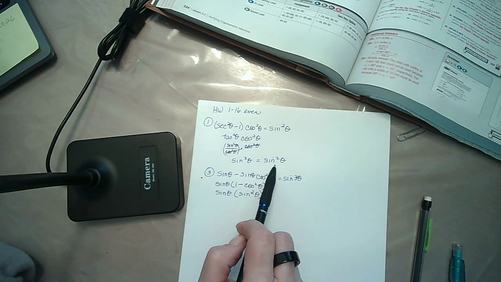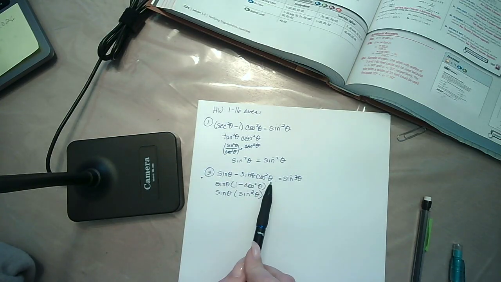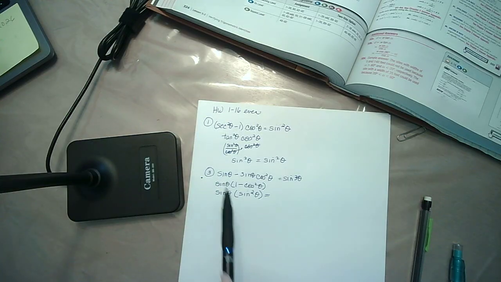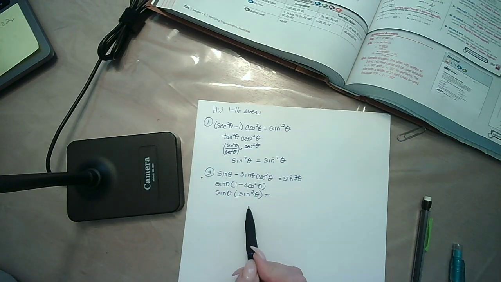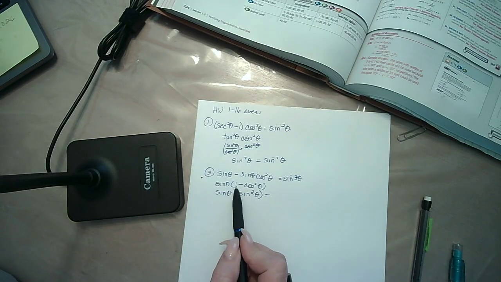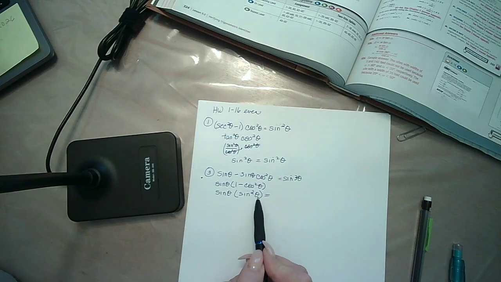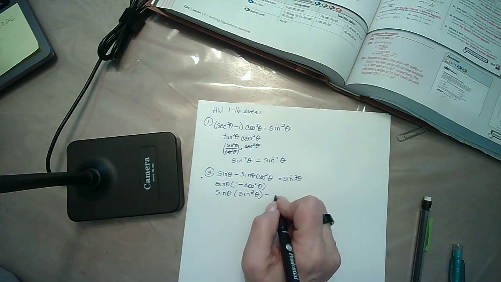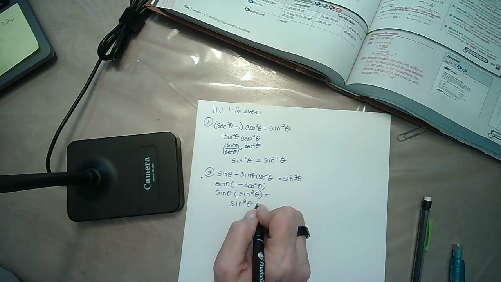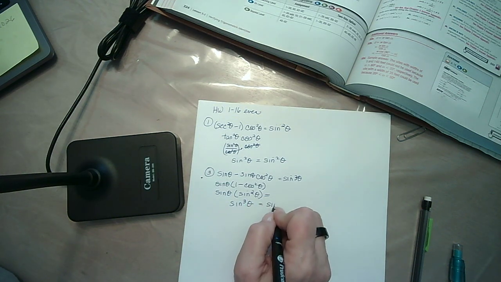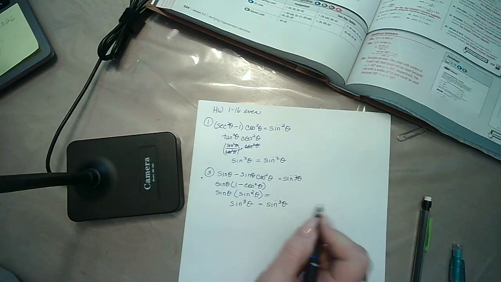equals sine squared. The next one, once I wrote it, I realized that sine squared and sine squared can be factored out. I factored out the sine, and I was left with 1 minus cosine squared. I changed the 1 minus cosine squared to sine squared, and that was sine cubed. And now this is sine cubed theta equals sine cubed theta.